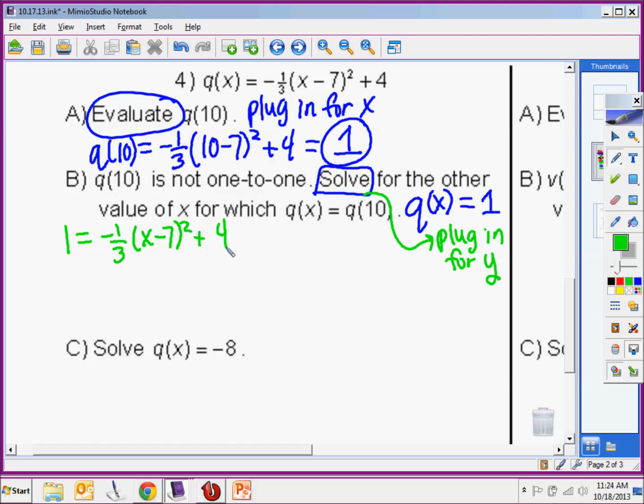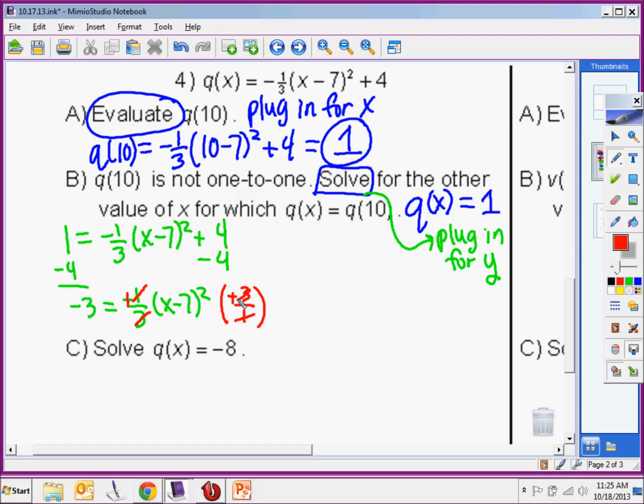I'm going to subtract 4. What's 1 minus 4? Negative 3 equals negative 1/3 times x minus 7 squared. How do you get rid of a fraction? You do what? I heard it. Multiply by the reciprocal. The reciprocal means you keep the negative if there's a negative, but you flip the fraction. So my negative becomes a positive. My 1 and 1 will cancel out, and my 3 and 3 will cancel out.